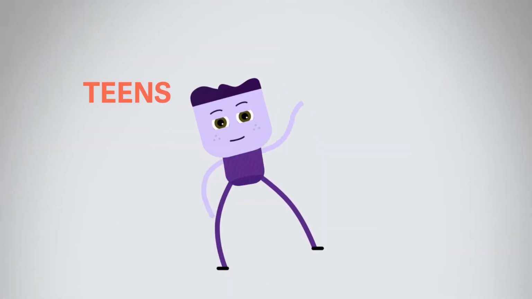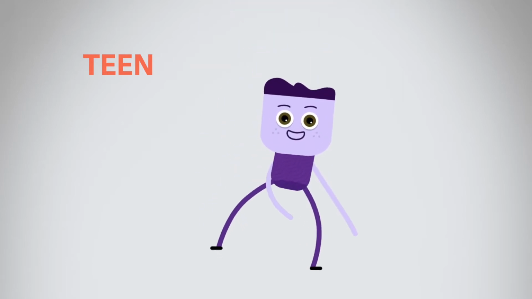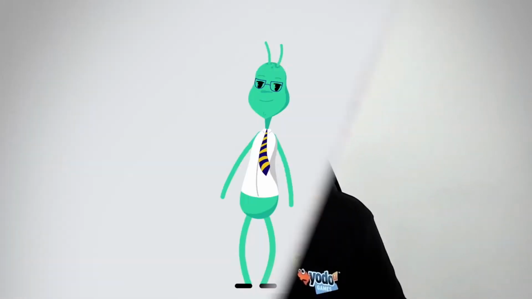The second group is our teenage player audiences, one of the sweet spot demographics in mobile gaming today. Like the preteens, the teenage group has a high tolerance for ad monetization, especially if it's well-designed, incentivized ads. In addition, they also tend to have a small but regular gaming budget that they can allocate to spending in IAP in your games.